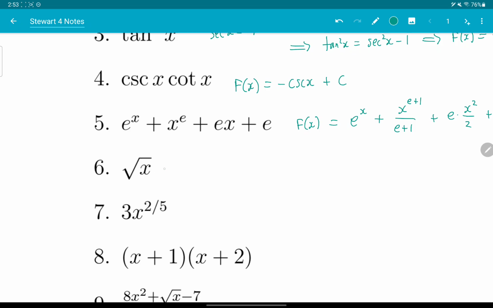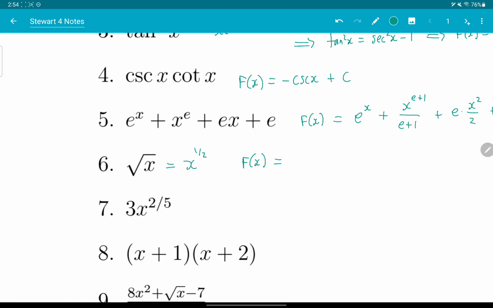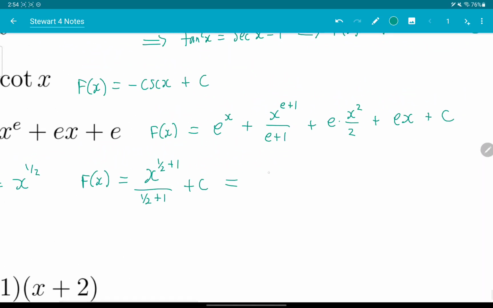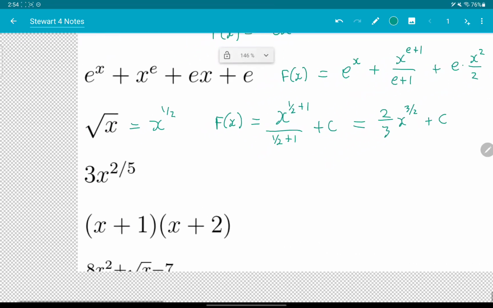Root x equals x to the half. So f of x is going to be, again, using this rule, x to the n plus 1 over n plus 1 plus c, which is 2/3 x to the 3/2 plus c. Oof.